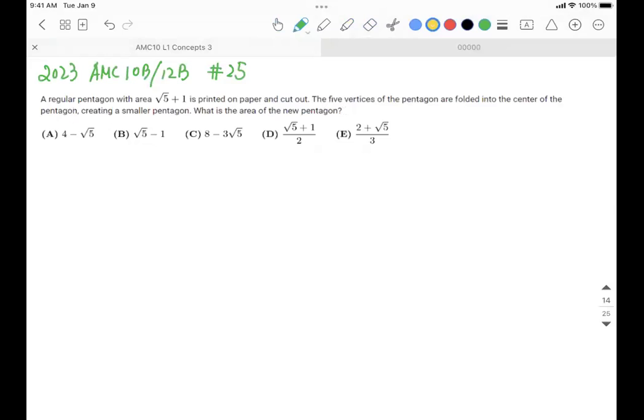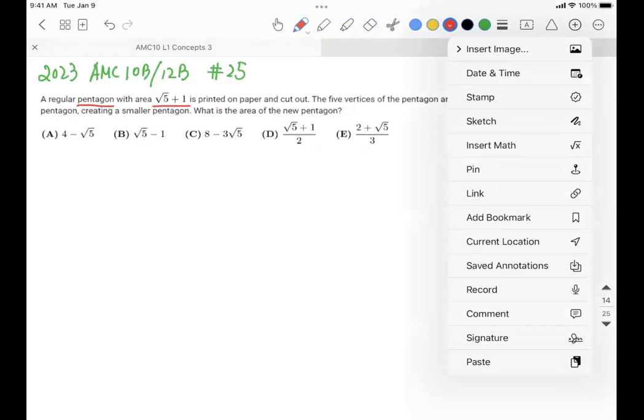Okay, so what does the question say? The question says, you have a regular pentagon. So this time the question is not giving you a hexagon, it's a pentagon, with area √5 + 1, printed on paper and cut out. The 5 vertices of the pentagon are folded into the center of the pentagon, creating a smaller pentagon. What is the area of the new pentagon?